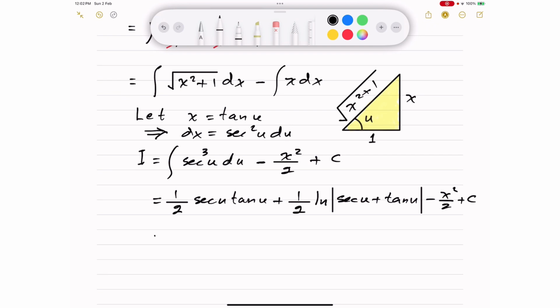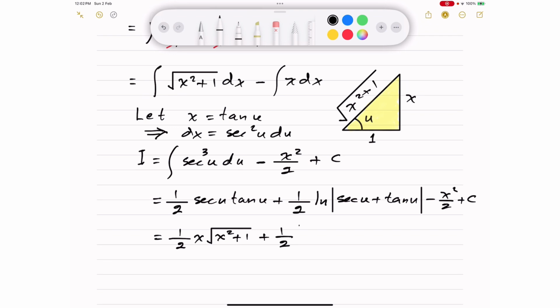Now, from the right triangle, secant of u is nothing but the hypotenuse divided by the adjacent, which is the square root of x squared plus 1. And tangent is nothing but x. So this is going to be half x, and then the square root of x squared plus 1, and then the plus half.